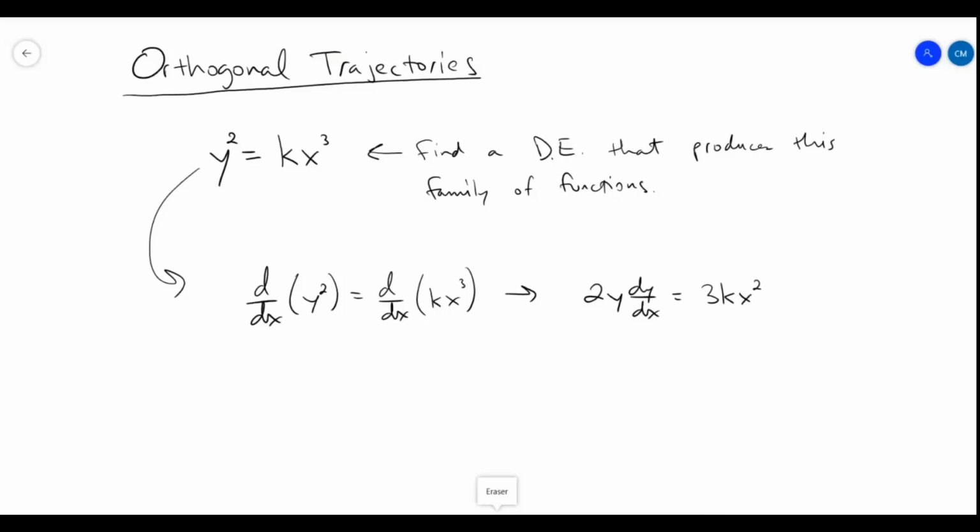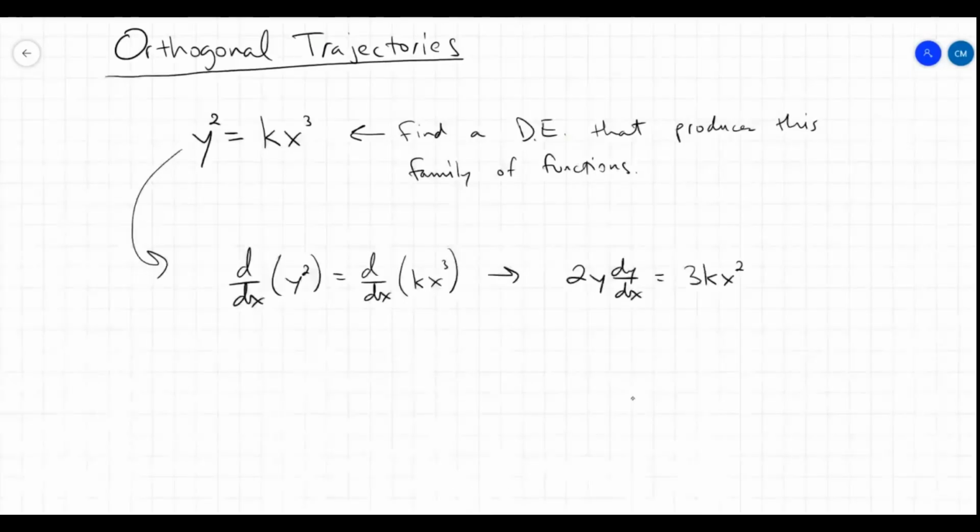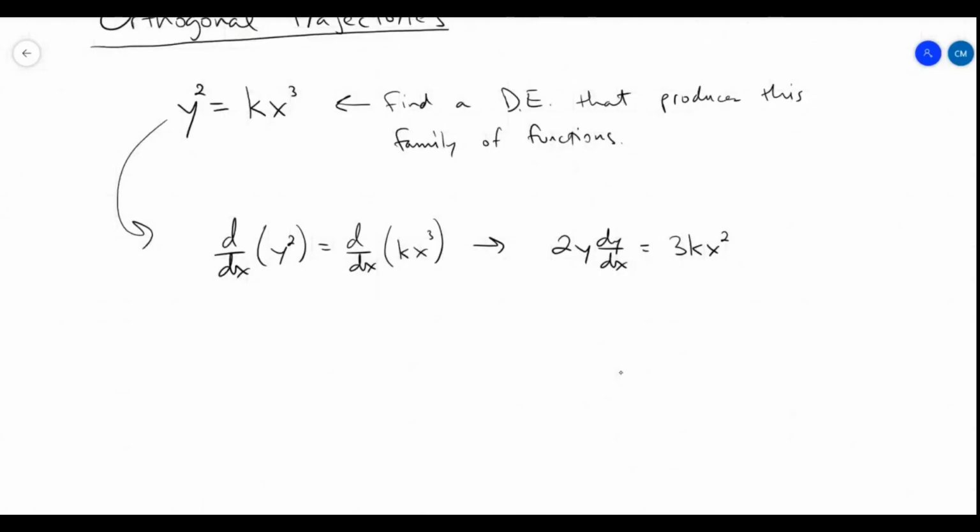Okay, and then the next step is to solve this for dy/dx. In fact, if you remember your Cal 1 implicit differentiation steps, this is exactly what we're doing. We're finding dy/dx for this particular equation. Okay, and so I solve for dy/dx, and I get 3k x squared over 2y. Okay, now it turns out that in problems like this, we don't really want to have that k there, the constant, so we need to eliminate it.